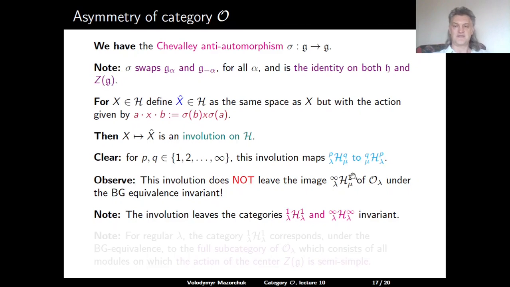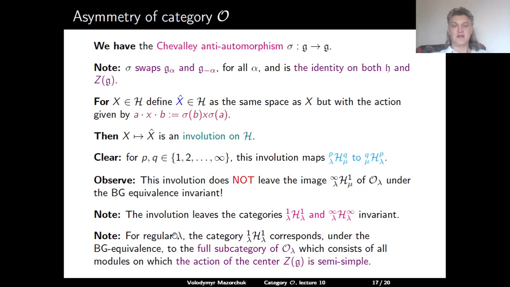In order to have something which is invariant under the involution, we need to consider either a smaller subcategory H, left lower lambda upper 1, right lower lambda upper 1, or a bigger subcategory H, left lower lambda upper infinity, right lower lambda upper infinity. So the category O is not symmetric with respect to this involution.